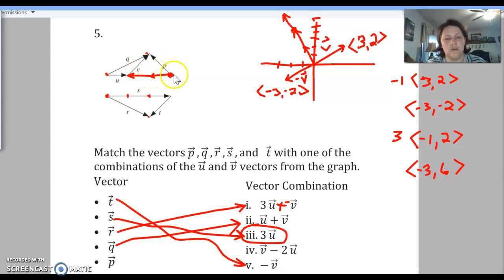You could also think of it as v plus -2u. Anyway, we have p that's going to end at the end of v. So p is v minus 2u. Okay, and that's all for example number 5.